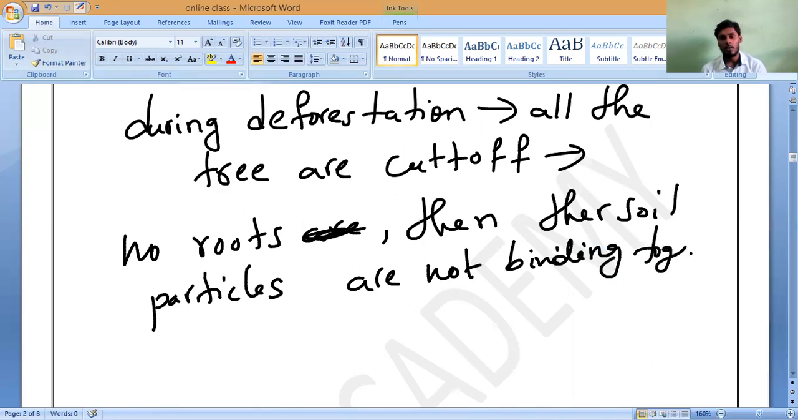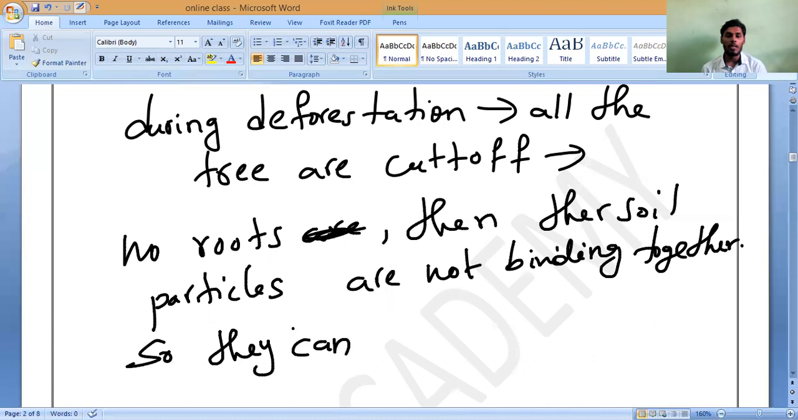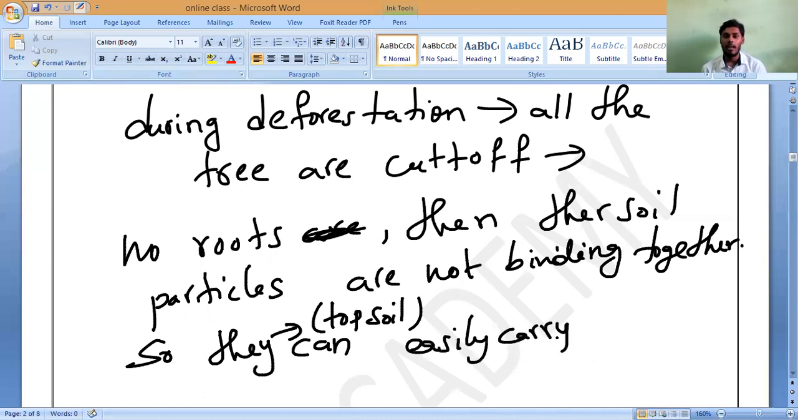Not binding together. So what will happen, Johan? The topsoil will be eroded, sir. They can easily be carried away. Carried away by whom? They can be carried away by wind.